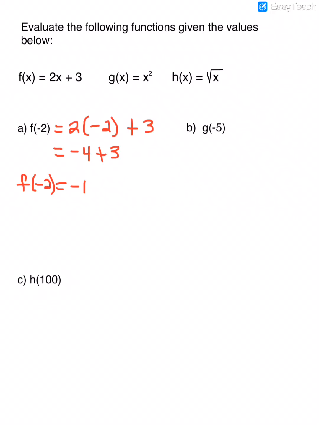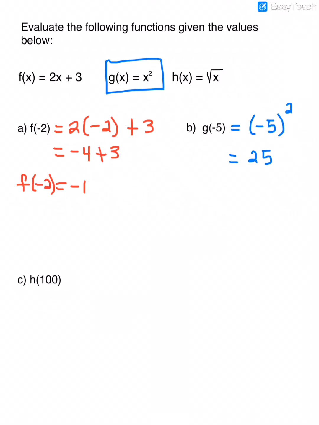Next, B says g of negative 5. So that tells me we're going to use the g function, and we're going to plug in negative 5 where we see the x. Okay, so the g function is x squared. So that means we're going to plug in negative 5 where the x is, and always when you plug things in, put it in parentheses. So we're plugging in negative 5 where the x is, and the x is being squared. So this is negative 5 squared, which would be a positive 25. And that's my answer.